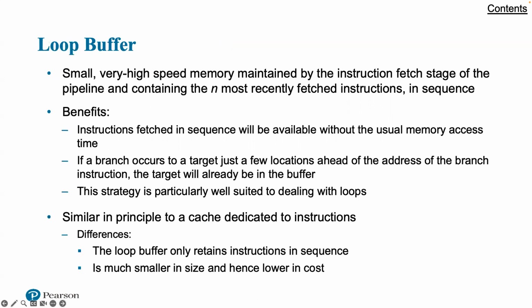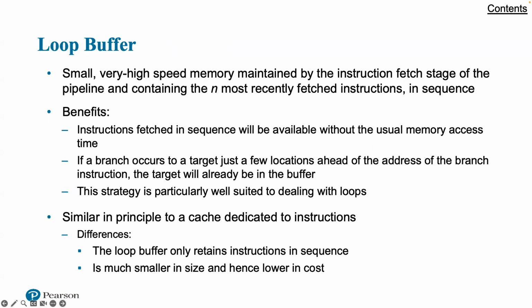A loop buffer is a small, very high-speed memory maintained by the instruction fetch stage of the pipeline and contains the most recently fetched instructions in sequence. If a branch is to be taken, the hardware first checks whether the branch target is within the buffer. If so, the next instruction is fetched from the buffer.